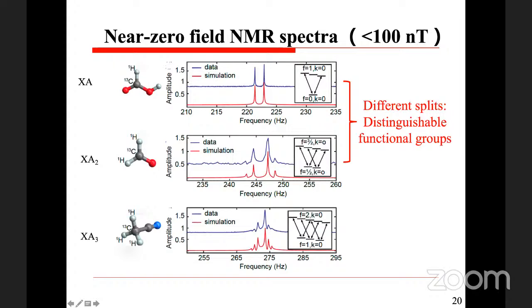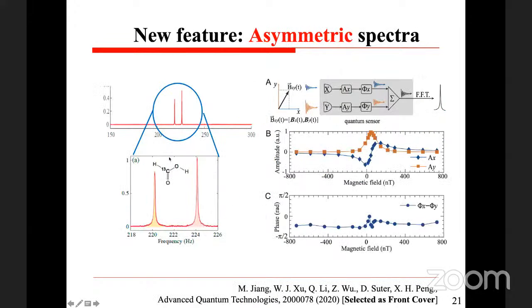And also we find the spectral amplitude is asymmetric. For example, the left peak amplitude is smaller than the right peak. This phenomenon is very general in a wide range of samples. Let me give some details.